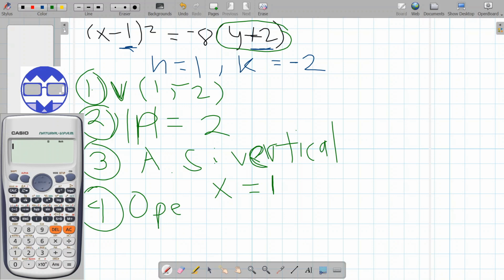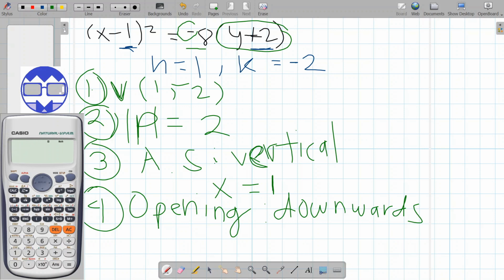Next, let's have the direction or the opening. I'll write opening here for a clearer answer. So where does it open? Take note that the constant here contains the negative sign, negative 8. So if it's negative, it's either left or downwards. However, our axis of symmetry is vertical. So it is downwards. Okay, so this is opening down or downwards.